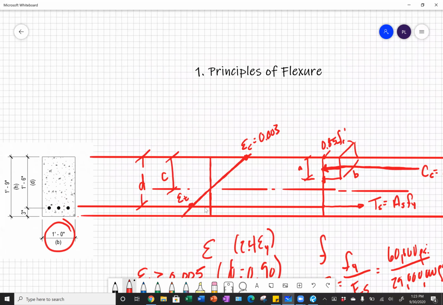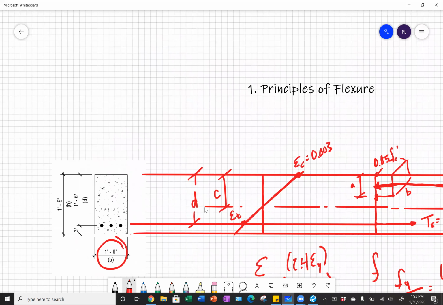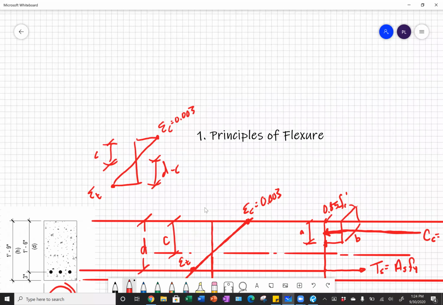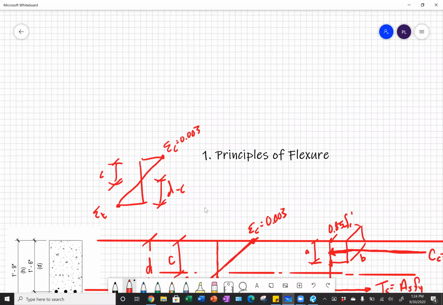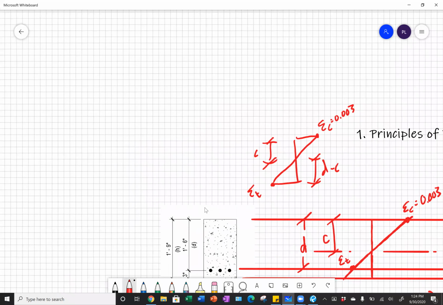Most commonly, we use similar triangles to determine our strain in our reinforcement. And so we have a known value of our strain in our concrete, maximum usable strain 0.003. We have a c dimension here, and this would be d minus c. And then this would be our strain in our tension steel. And so if we set the legs of our triangles equal to one another, since they share a vertex, we have strain in concrete over c equals the strain in our tension steel over d minus c.